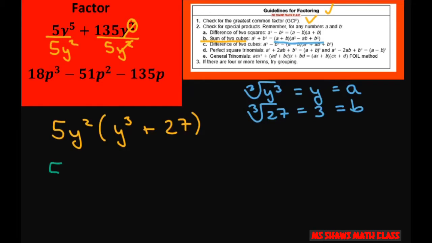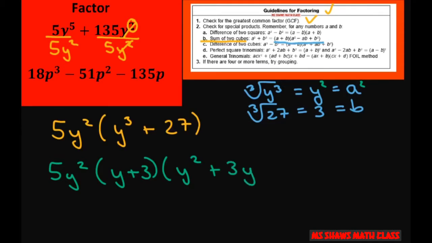And then all I do is fill out this. So I'm going to write my 5y squared still. And then I'm going to do a plus b, so that's going to be y plus 3. Then I'm going to do a squared, so just square these. So that'd be y squared. And then minus ab, not 2ab, just ab. So that's 3y. And then you square your b, so that's going to be 3 squared is 9. And according to the formula, it's going to be plus, minus, plus.